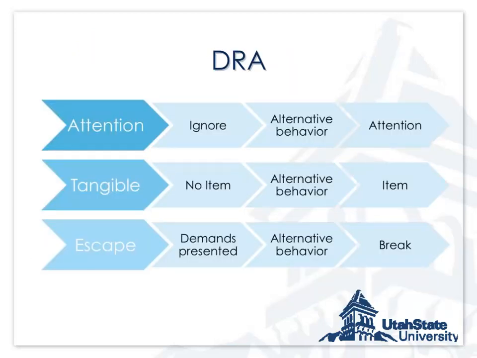DRA procedures look slightly different depending on the function of behavior. For example, for problem behavior maintained by attention, the individual should receive attention after engaging in the alternative behavior.